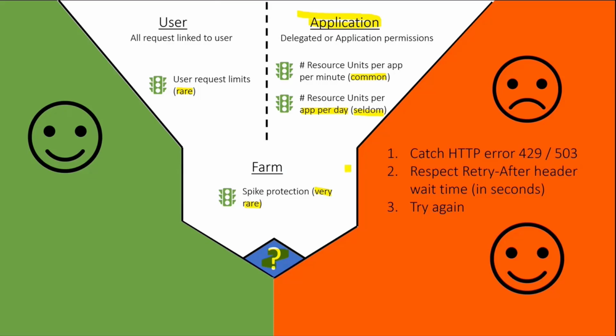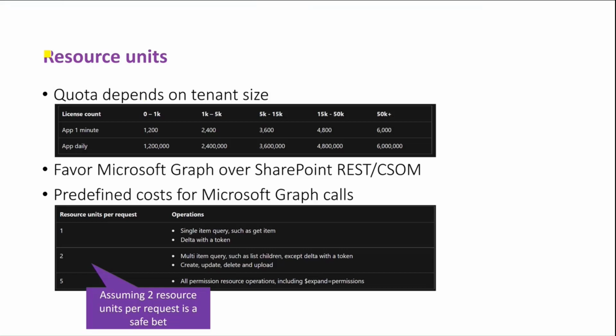Now we use those resource units we talked about previously. Resource units are our way to document what your application can do before it gets throttled. The number of resource units an application gets depends on the tenant size. The larger the tenant is, the more one particular application can do. For a 50K tenant, you get 6,000 resource units. For a small one, you get 1,200. And it's per minute. We have a bucket of 1 minute, and for all requests in that minute, if you don't exceed this quota, you're not throttled. If you exceed it, you're throttled.